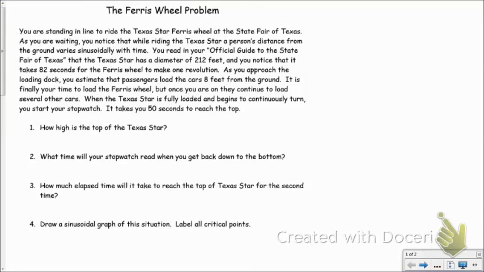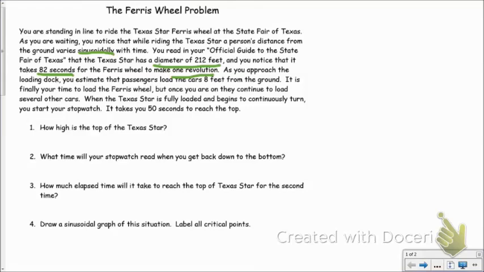So if you look at this problem here, it says you're standing in line to ride the Texas State Ferris wheel at the State Fair of Texas. As you're waiting, you notice that while riding, a person's distance from the ground varies sinusoidally with time. So we know this is going to be a sinusoidal function. We read the official's guide to the State Fair of Texas, and it tells me the diameter of the Texas Star is 212 feet.